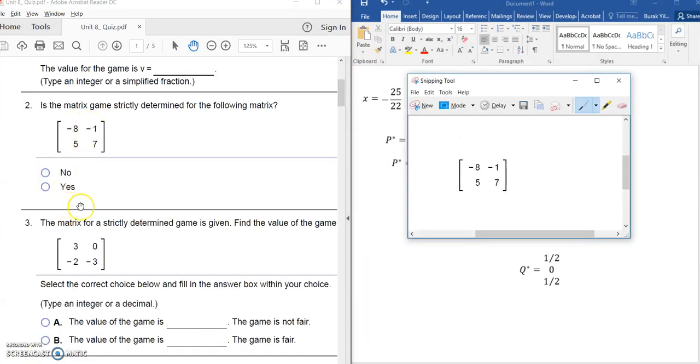So number 2 and 3 are fairly easy problems. In 2, the question is a yes or no, is this matrix game strictly determined? For this to be strictly determined, it should have a saddle point. So let's figure it out. I copied it here.